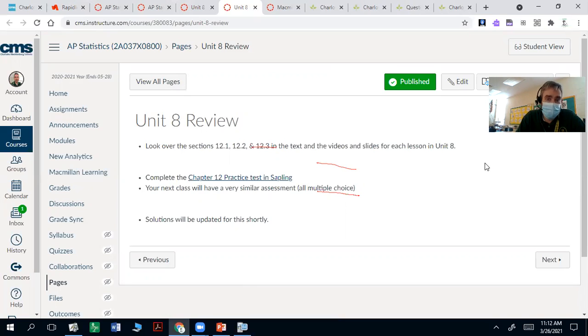And I'll have those solutions up there as soon as I can, okay? But you can do that asynchronously. It's going to cover chi-squared and the regression stuff. And the level of those doesn't seem to be super high level. The practice test also aligns, if you're interested, in your textbook.